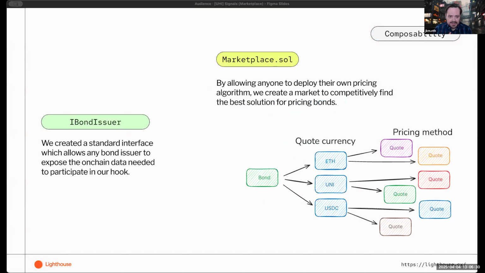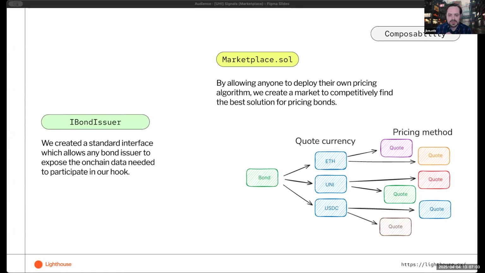So some interesting features. We wanted to design our marketplace specifically to be an open system that others could build on top of. So we started by introducing a bond issuer interface, which allows any type of bond to be designed so it can expose the on-chain data that we would need for it to be bought and sold through our contract. We also thought it was important to open up the way in which the price of bonds could be determined. So we decided to design this external pricing algorithm system.